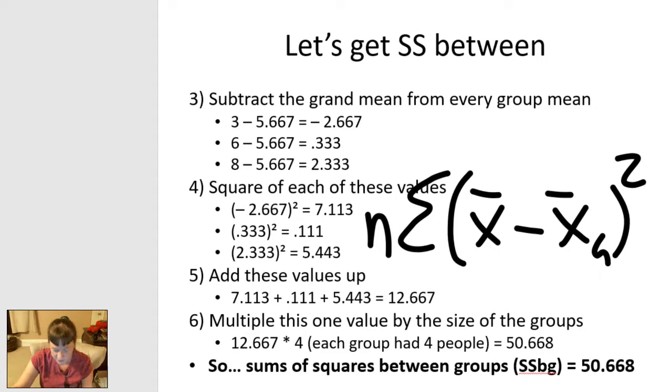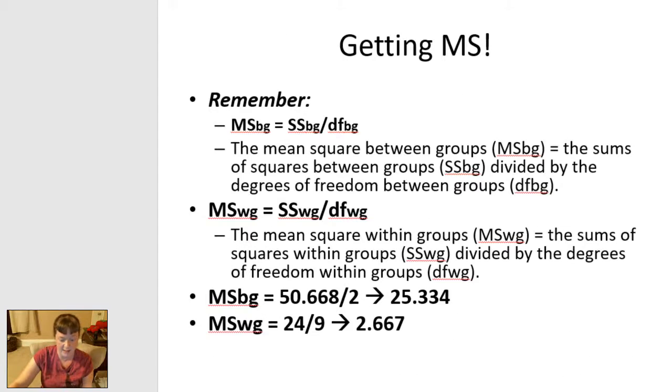That was because 50.668 was my sums of squares between, right? From this slide here. And so now I'm going to divide that by 2 to get my mean square between. That's exactly what I'm doing here. Taking that sums of squares between and dividing it by the degrees of freedom between to get my mean square between of 25.334. Then I do the same thing for the within.